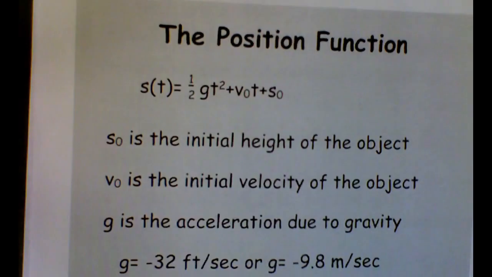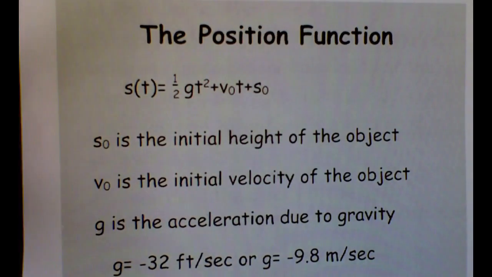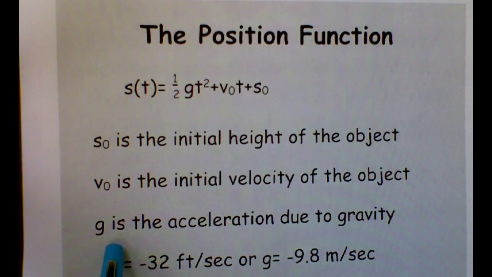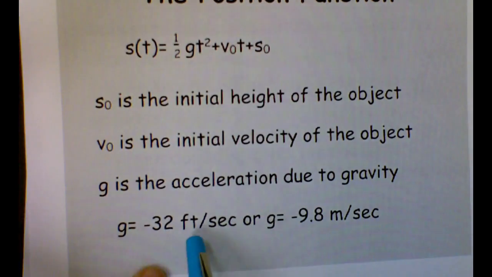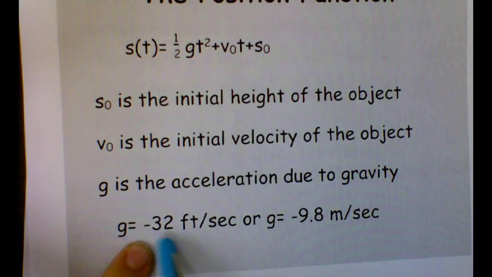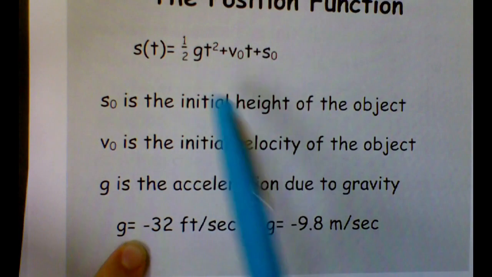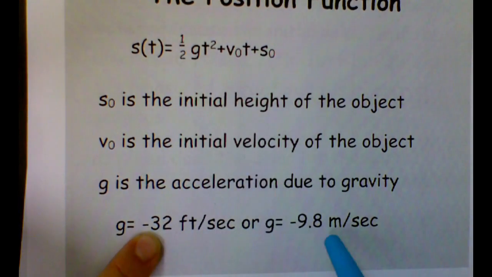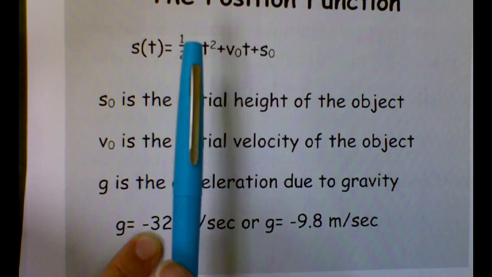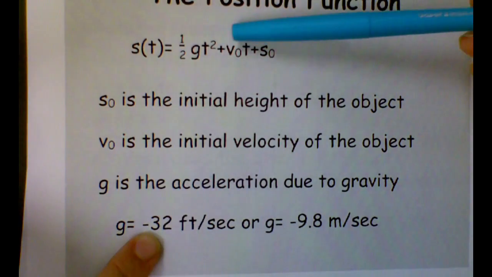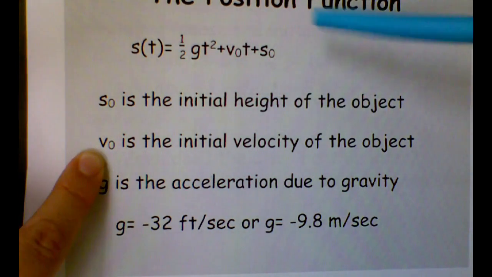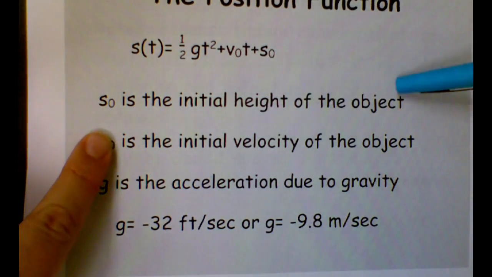And then we have the position function. Position function is always the same. S of t equals 1/2 times g t squared, where g is the acceleration due to gravity, and g is a constant that depends on feet or meters. So if you're in feet, g is negative 32. If we're in meters, g is negative 9.8, which means in front of the t squared, you'll either have negative 16 when you multiply by half, or negative 4.9 when we multiply by half. Plus v sub 0 t. V sub 0 is the initial velocity of the object, and then you add s sub 0, which is the initial height of the object.